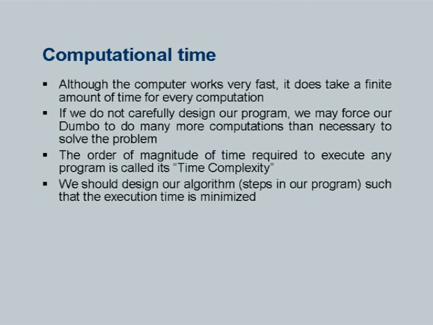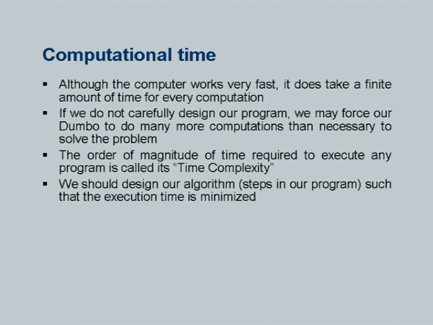We know that our computers work very fast, but any computer will take a finite amount of time to carry out any computation. So if we are not careful about designing our algorithm and writing our program, then we may force our Dumbo computer to do many more computations than what are necessary. The order of magnitude of time required to execute any program is called the time complexity of the algorithm. And we must therefore design our algorithm or steps in our program such that the execution time is minimal. After all, modern digital computers are about doing computations speedily, and therefore we must be conscious of any badly designed program which will cause the execution time to increase.